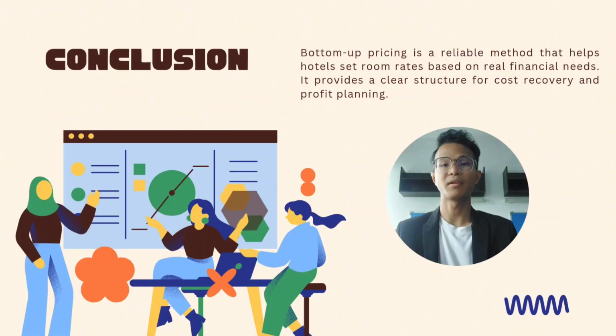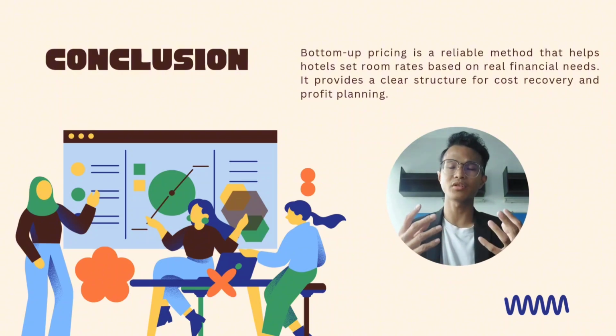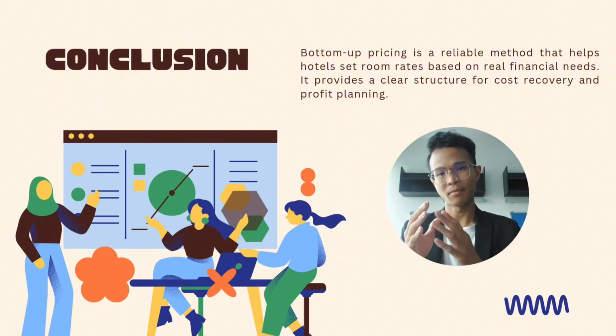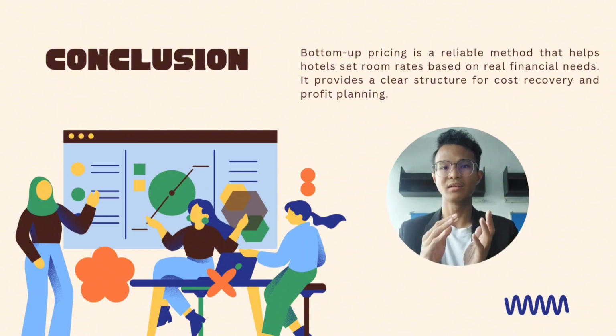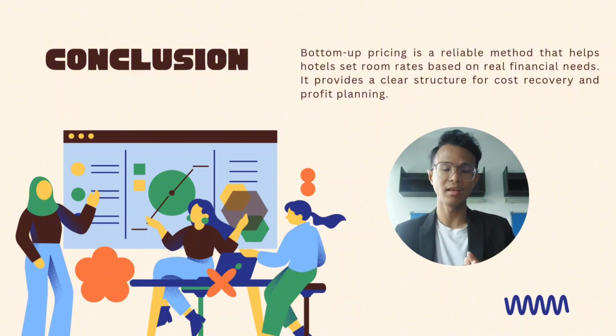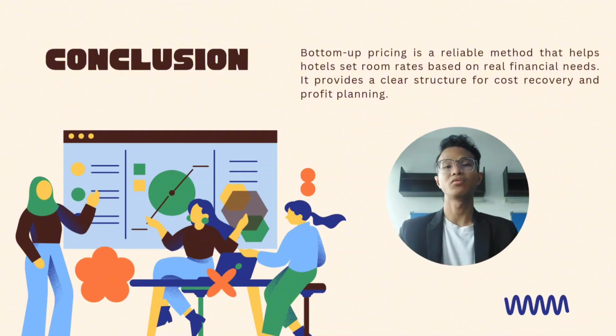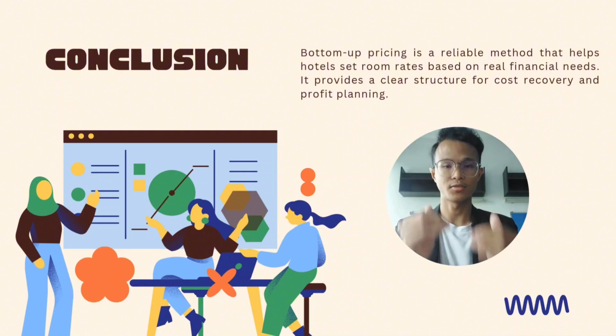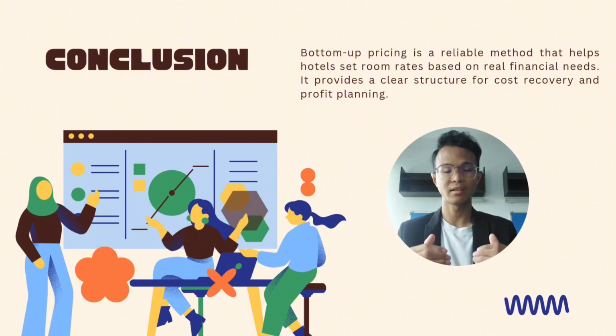In conclusion, bottom-up pricing is a reliable method that helps hotels set room rates based on real financial needs. It provides a clear structure for cost recovery and profit planning. When used together with market-based strategies, which consider external factors like competitor pricing, customer demand, and price sensitivity, it becomes a powerful tool for financial decision making in today's competitive hospitality industry. This balance keeps occupancy up, boosts revenue, and maintains profitability in real-world conditions.